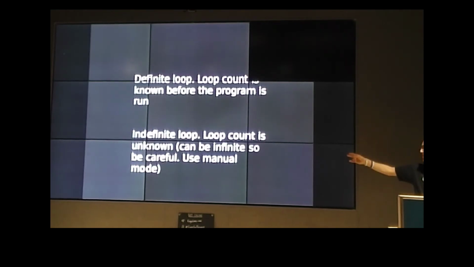The indefinite loop, my apologies, is when the loop count is unknown. So it basically means that it is possible it can go on forever, which you wouldn't want. It's not good for business to get stuck in an infinite loop. So in Dynamo you can use the manual mode when tinkering about with while loops because you can crash the whole program. And of course, as you all know, save as frequently as possible to avoid any of that happening.